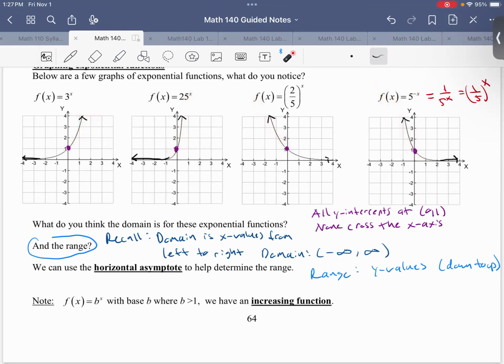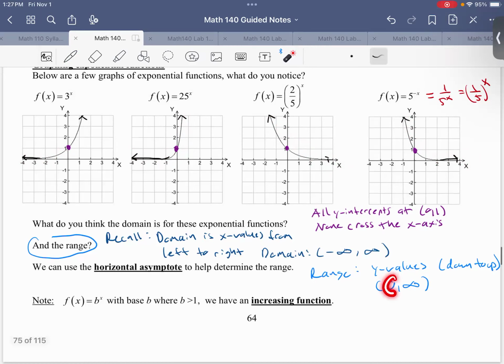But what's the lowest I can go for each one of these functions? Well, I'm never crossing this x-axis. I'm getting very, very close, but I'm never passing it. So the lowest I can absolutely go is 0. I'm never going to be at 0. I'm going to get very close to 0. So for this reason, it'll be a parentheses around 0 and then to infinity. The lowest is 0, the highest is infinity.